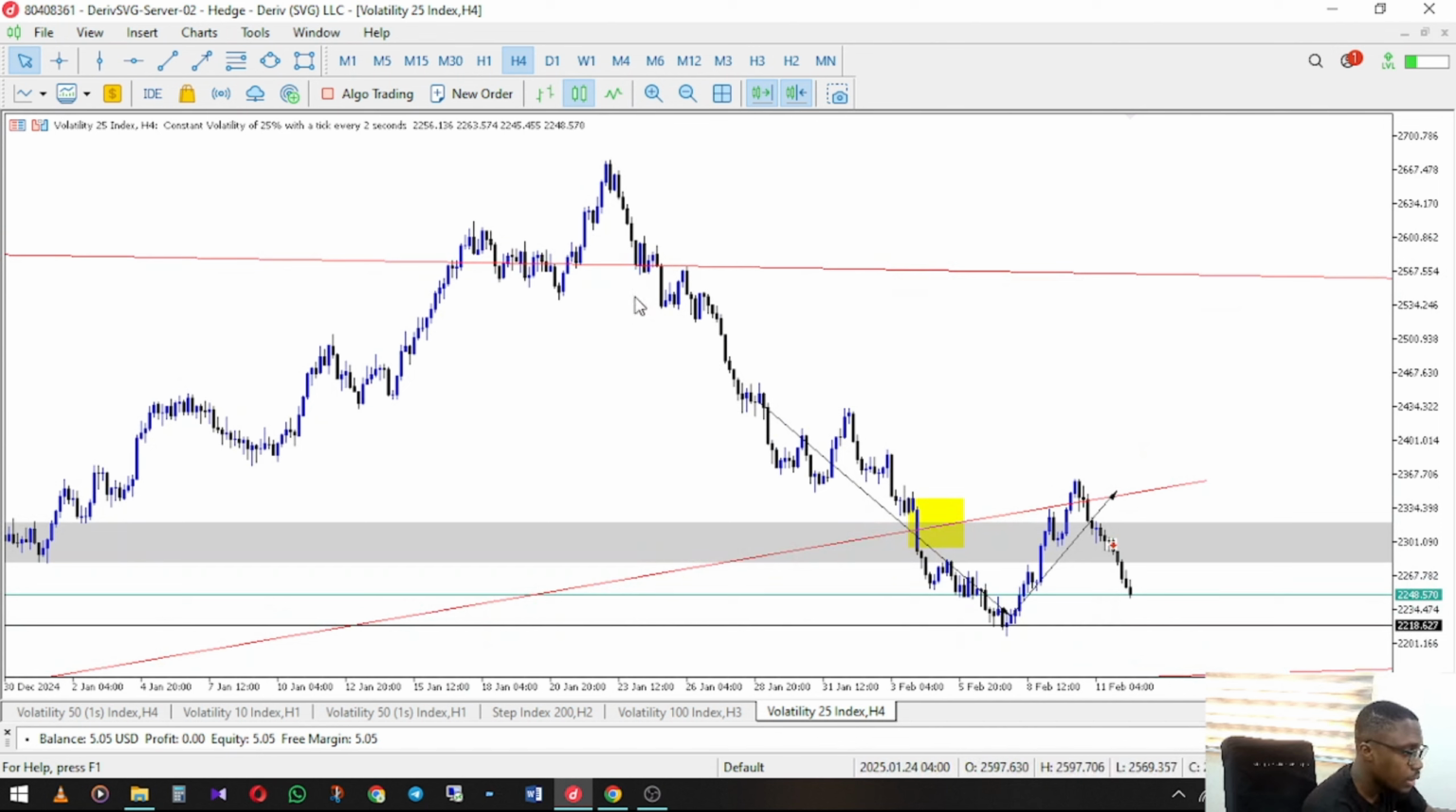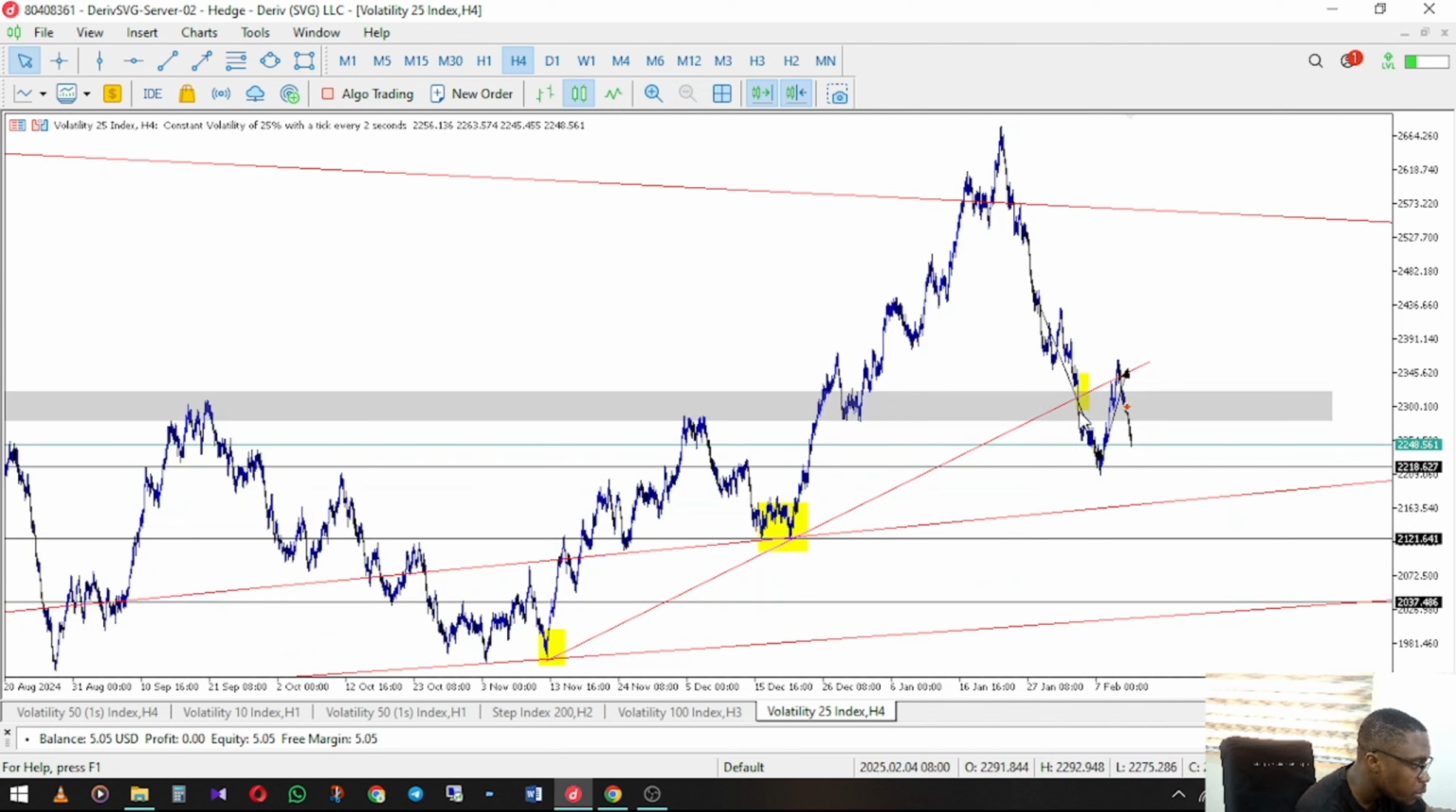Look at top-down analysis. We saw a proper break of structure, and then the market went to that trend line and tested that trend line. Remember where the trend line is coming from, guys. From the weekly, the trend line is coming from the weekly. So look at something.